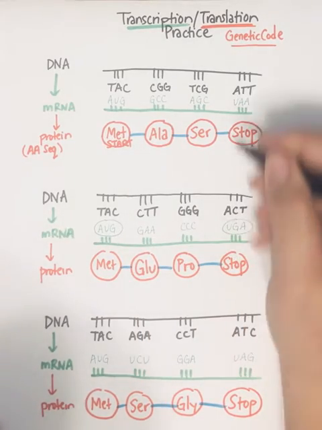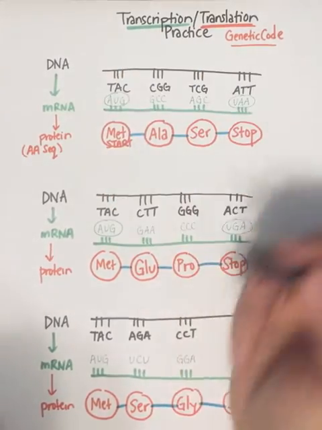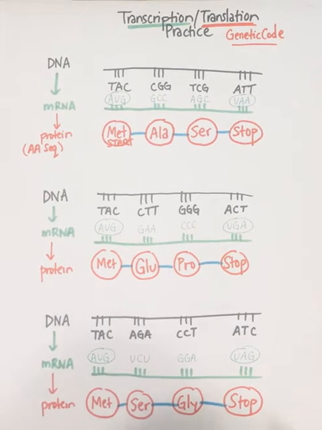UGA is a stop codon. UAA is a stop codon. AUG is the start codon. UAG is the stop codon. So this is practice on how to use the genetic code.